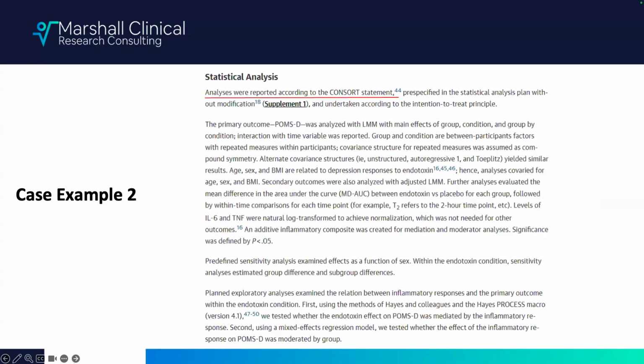Based on all of what the article is reporting, oh, I'm sorry, there's also the statistical analysis, which of course I'm not going to read through, but one important takeaway message is that the analysis was reported according to the CONSORT statement. So they are following a guideline to report the results. And you can see how detailed the explanation of the statistical analysis is. There are two, three paragraphs of statistical analysis.